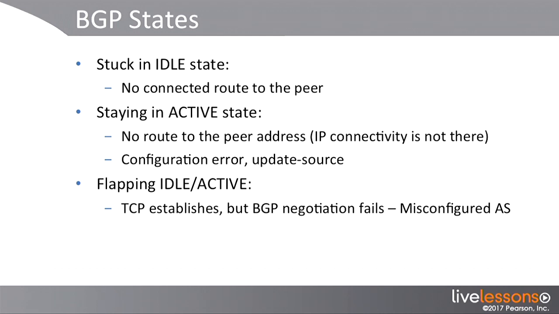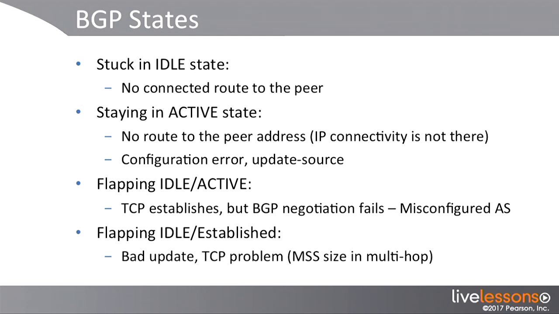If the connections are flapping between the idle and established state, that means it goes to the established state, and when it's trying to exchange the routes, the BGP connection flaps and goes back to the idle state. In that situation, it would mean it is related to the MSS value. MSS means the maximum segment size. We'll revisit that when we are discussing path MTU discovery later in this lesson.